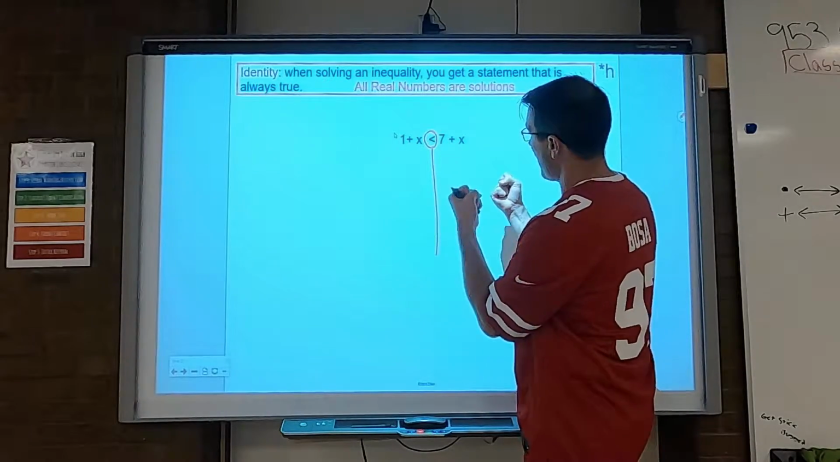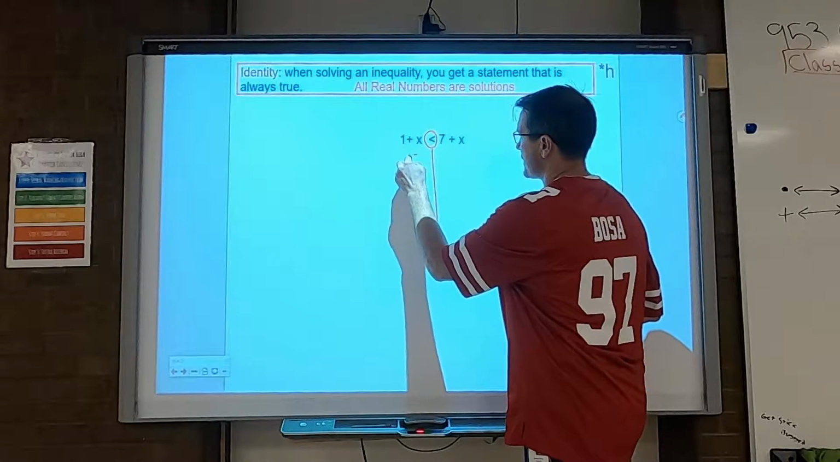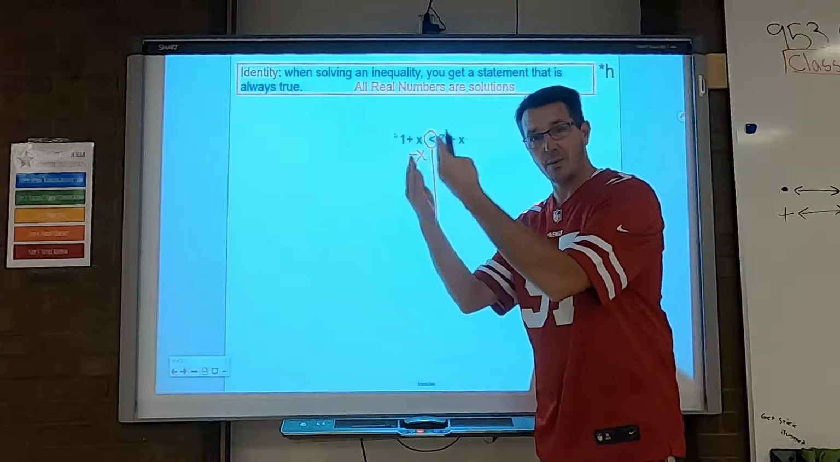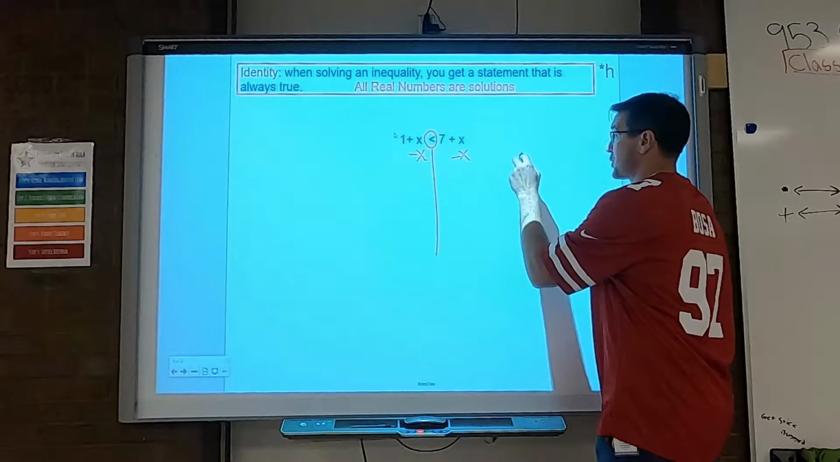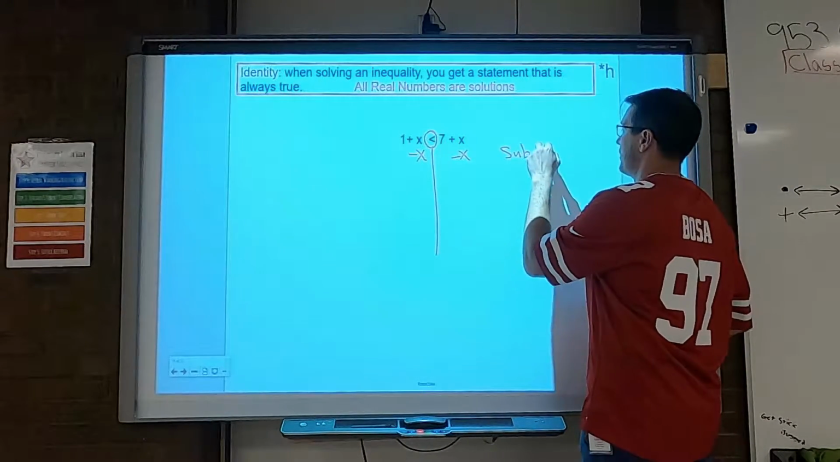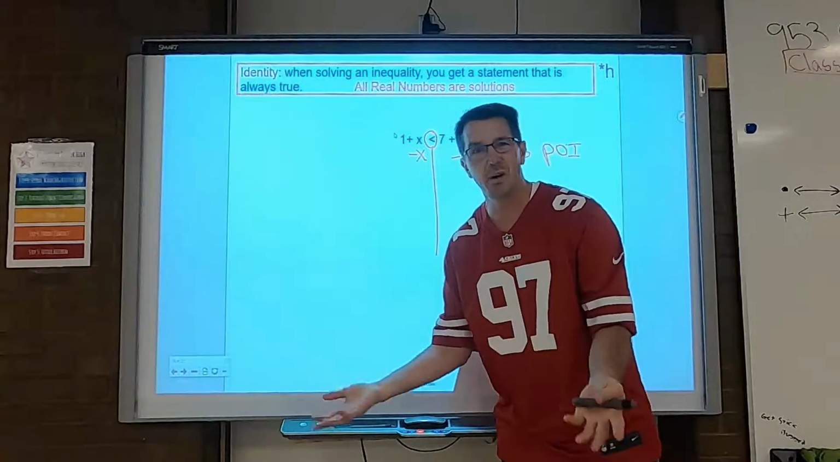And so I say, well, which one's smaller? I go, oh, they're the same. So I go, okay, well, then it doesn't matter, so I'll just minus x from this side, and if I minus x from one side, I have to do it to the other. That's called the subtraction property of inequalities. The sub-POI, that's just the abbreviation of it.